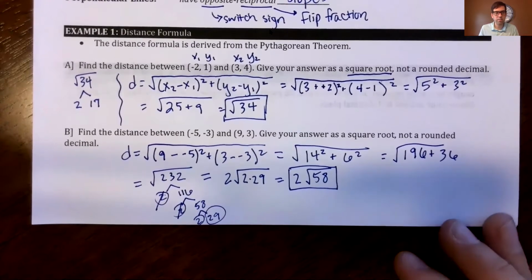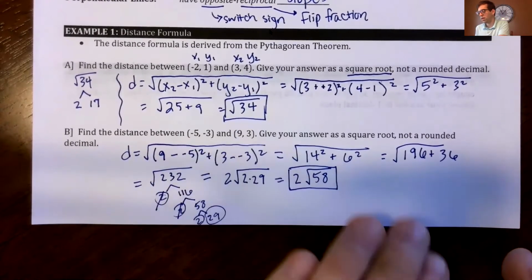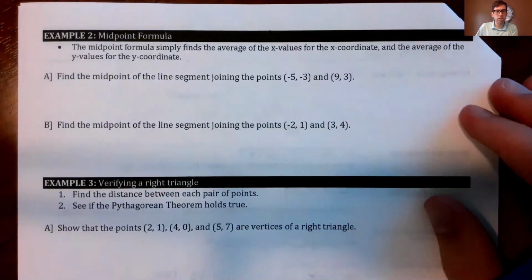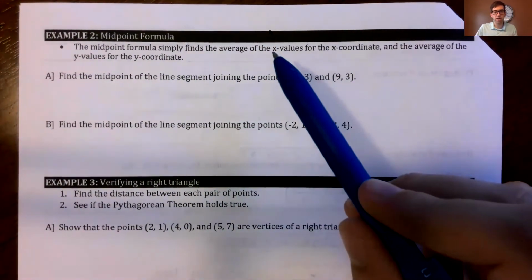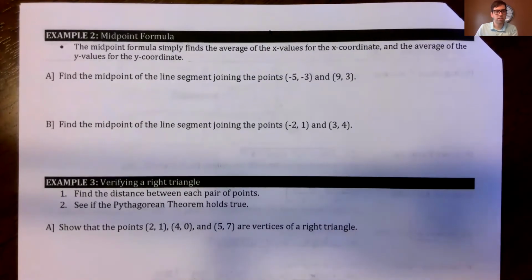Okay, so that's example 1. That's how we use the distance formula. Let's take a look at example 2, the midpoint formula. Again, the midpoint formula is just finding the average of the x values and the average of the y values. All right, so let's take a look.